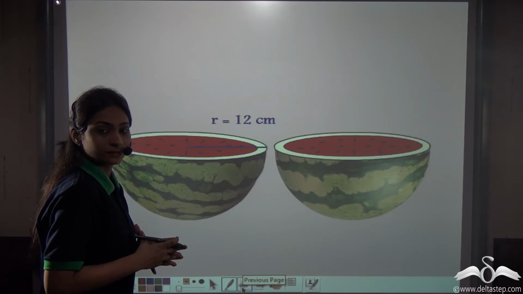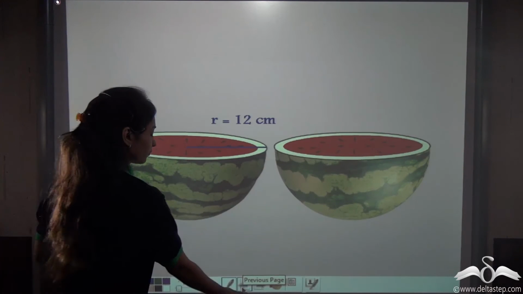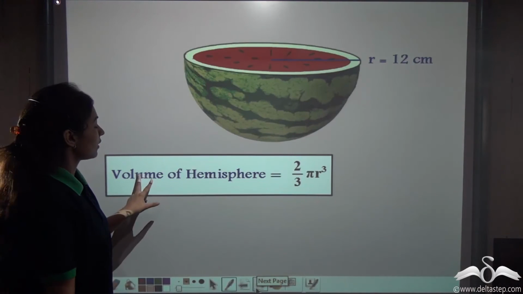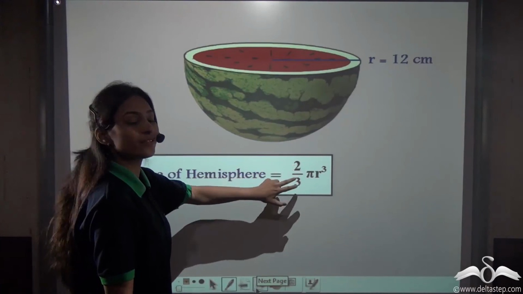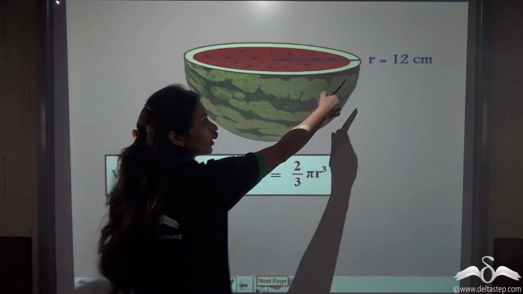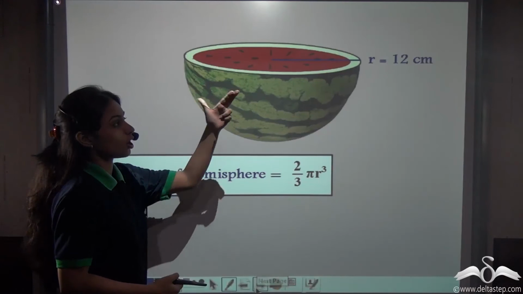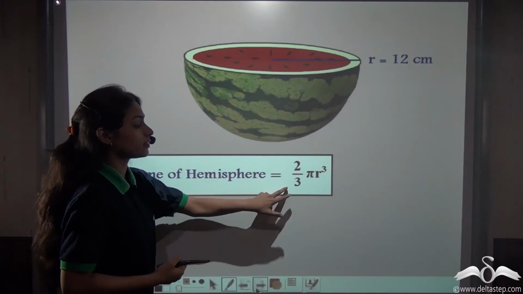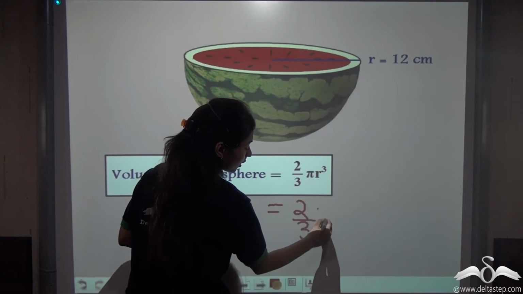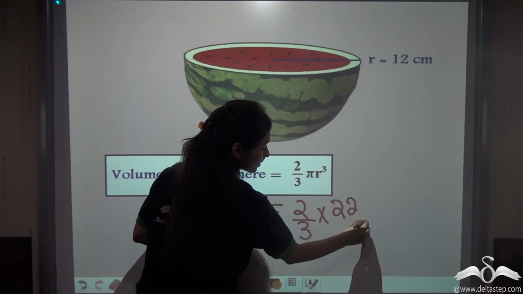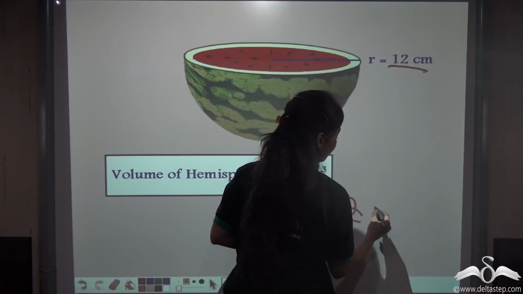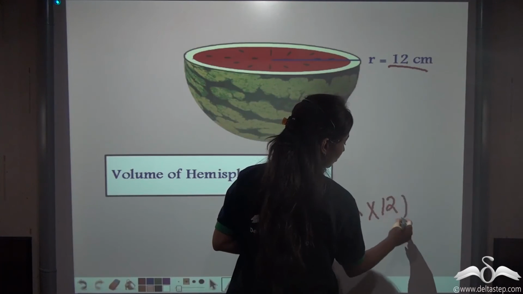Find it yourself. Well, we have found out that the volume of a hemisphere is what? 2 by 3 pi r cube, where r represents the radius of the hemisphere, and we have already given you the radius of the hemisphere. So, now put the r's value in this formula. So, what do we get? 2 by 3 into pi, that is 22 by 7, into r cube, that is 12 cube.